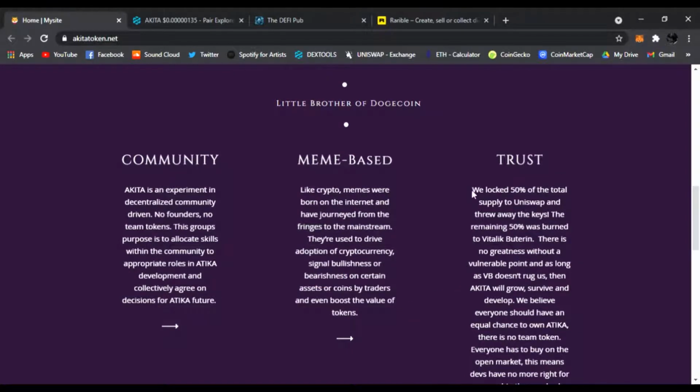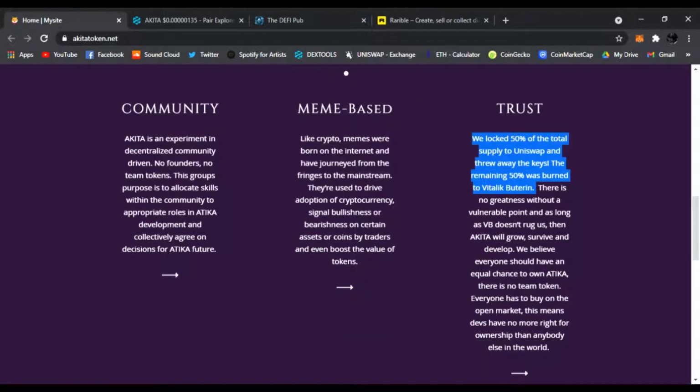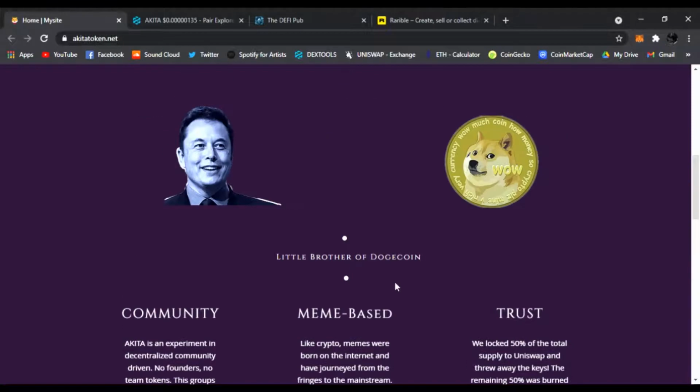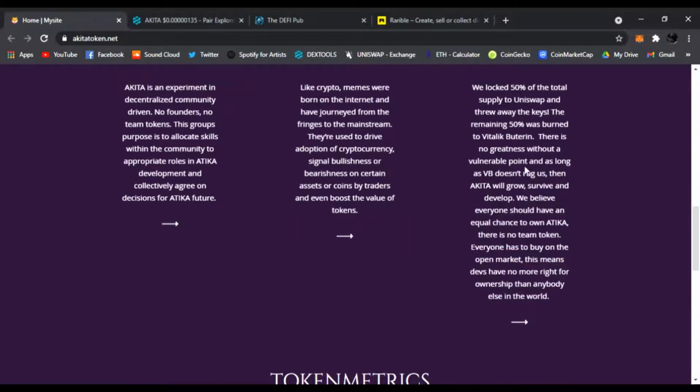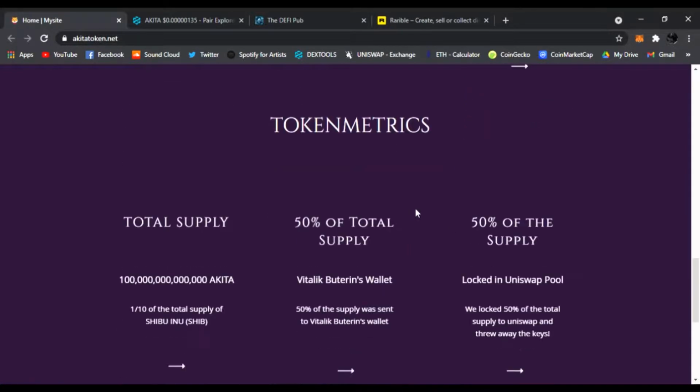And of course, it's trust. We locked 50% of the total supply on Uniswap and threw away the keys. The remaining 50% was burned to Vitalik Buterin. There is no greatness without a vulnerable point, and so long as VB doesn't rug us, then Akita will grow, survive, and develop. We believe everyone should have an equal chance to own Akita. There is no team token. Everyone has to buy on the open market. This means devs have no more right for ownership than anybody else in the world. I love 100% fairness on these meme tokens. The team did not get a handful, and Vitalik's the only whale in the token as well. So I like that a lot.